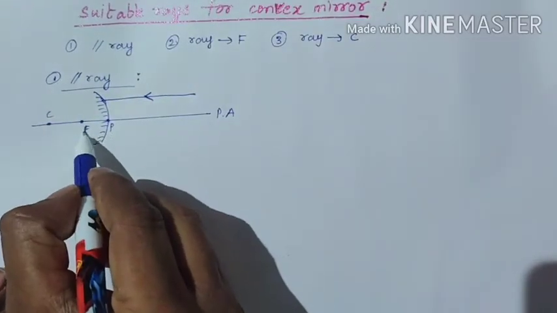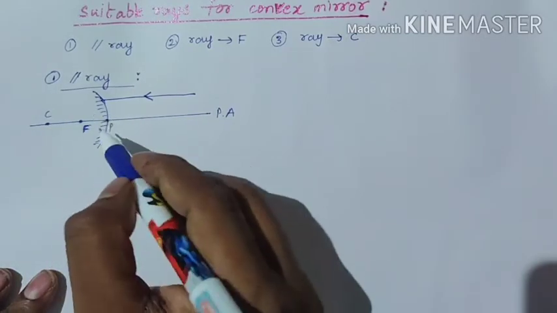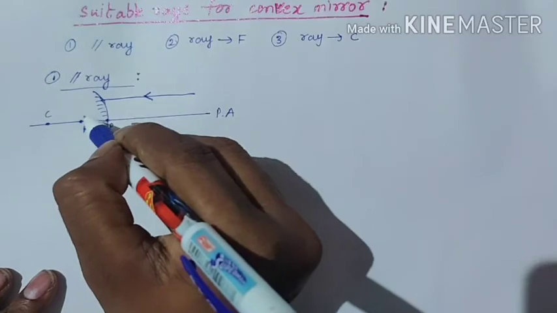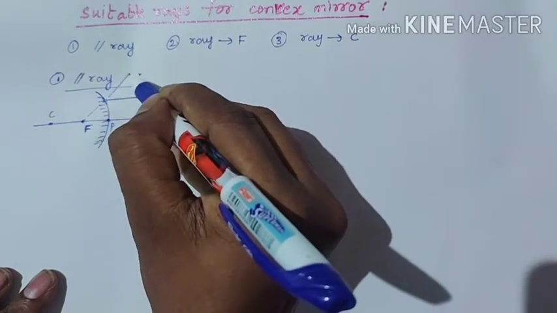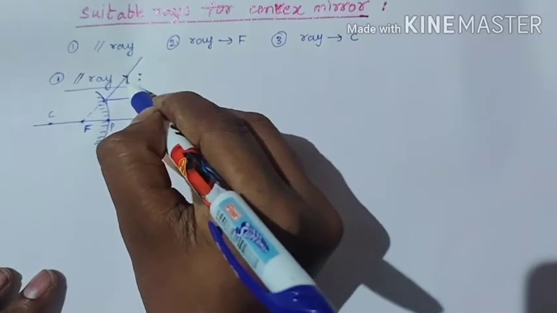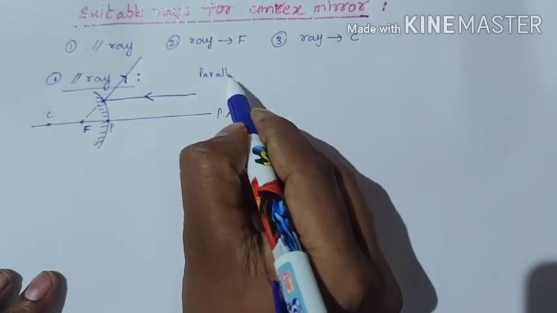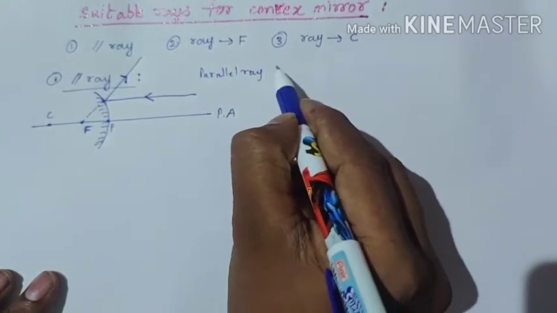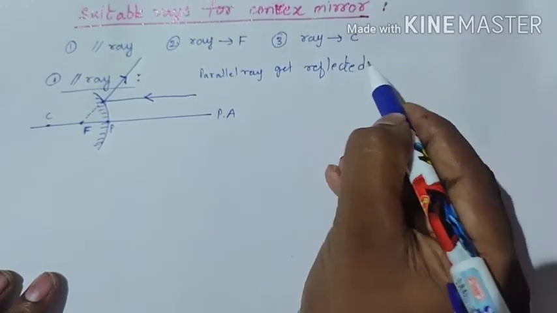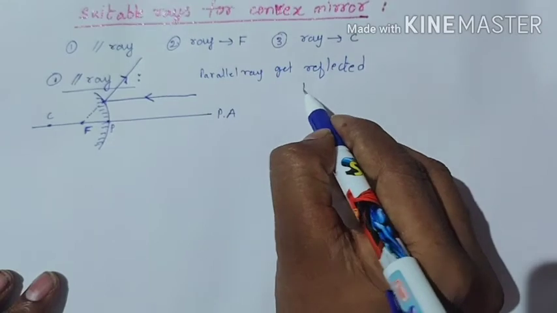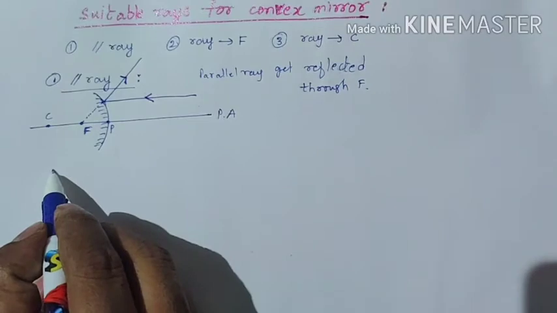But here, if you see, the focus is on the left hand side of the mirror, that means behind the mirror. So that's the reason you have to assume that the ray is coming from the focus like this. In this way the ray will get reflected. So the parallel ray gets reflected through the focal point. So that's the first one.